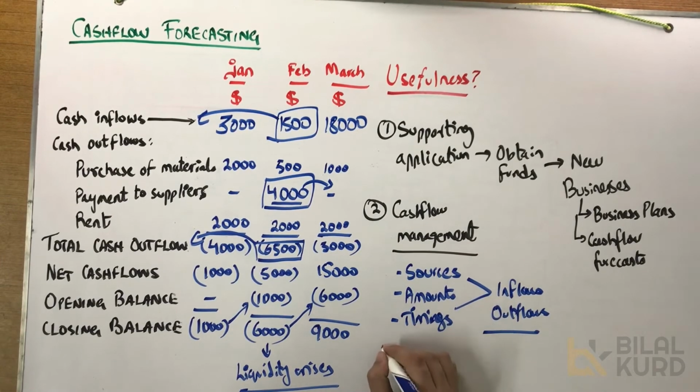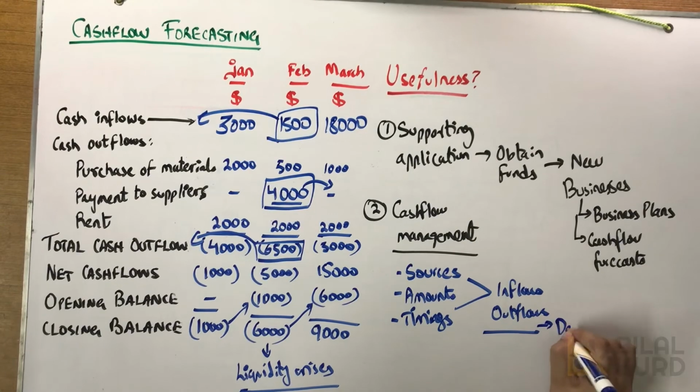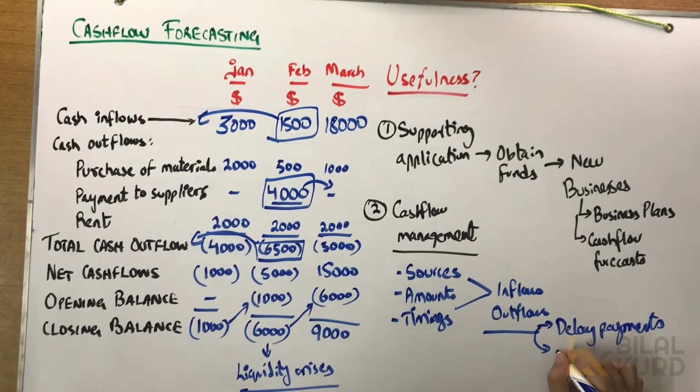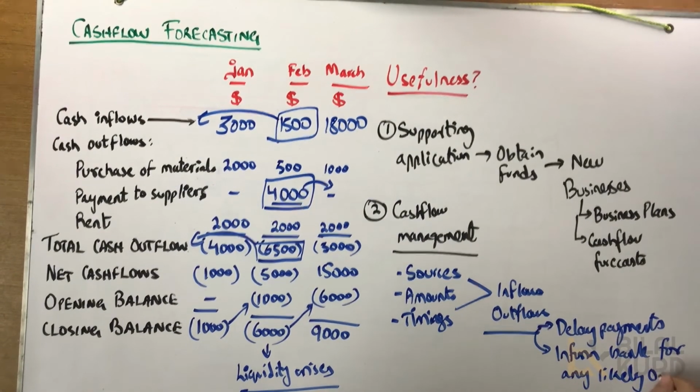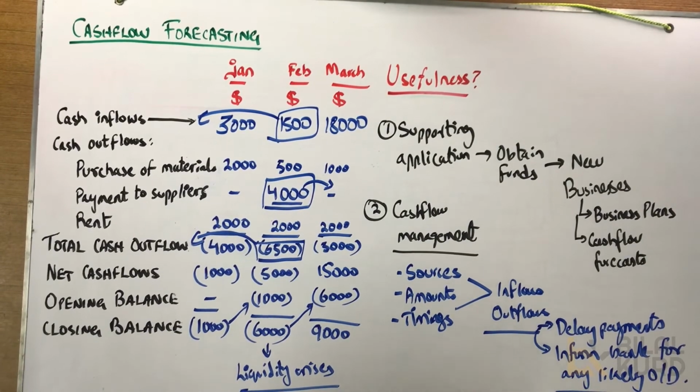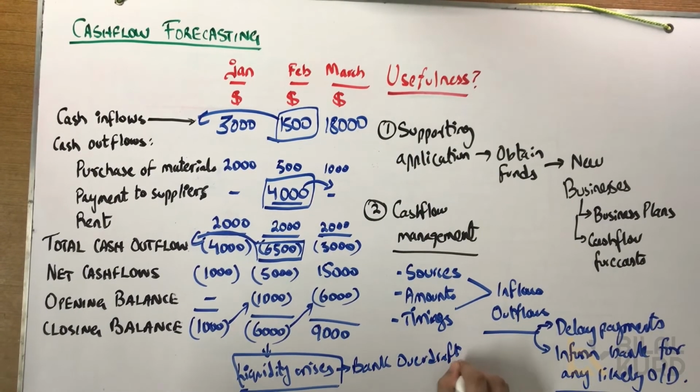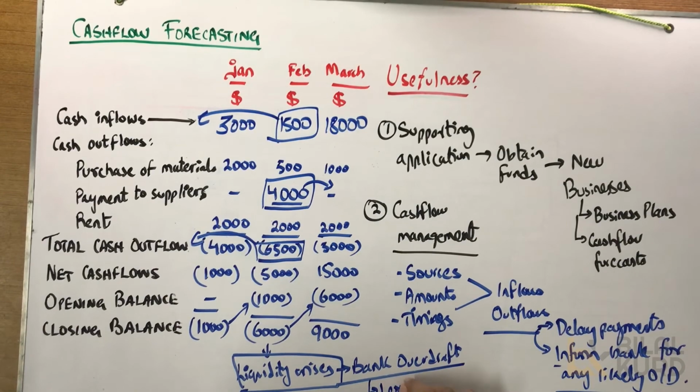You can think about delaying payments. You can consider the opportunity to delay payments, and not just that, you can also inform the bank of any likely need for a bank overdraft in the month of February. You are likely to run into a liquidity crisis, so you can pre-inform your bank that you may need a bank overdraft, and since you'll be letting the bank know in advance, you will be charged lesser interest on your overdraft as well. So these are the primary reasons.